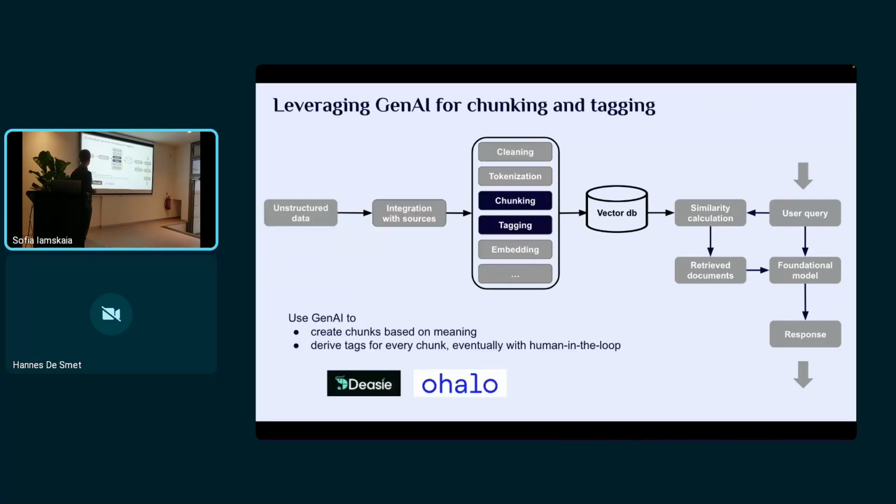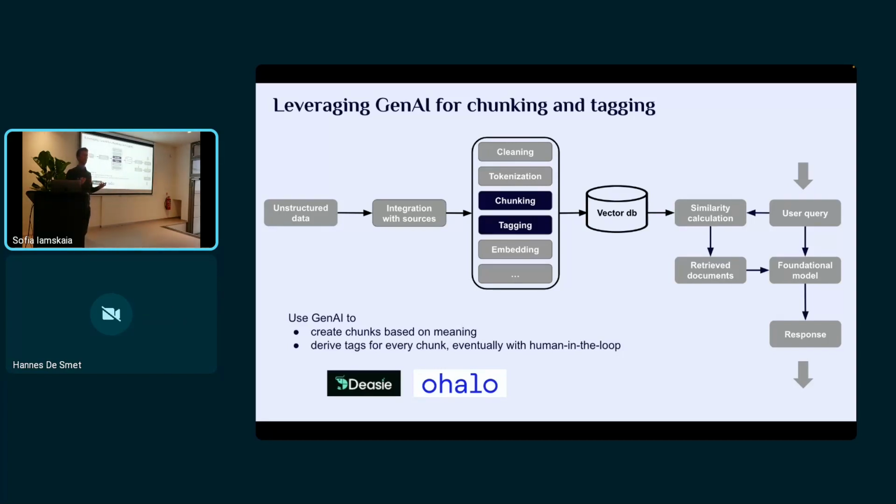So with chunking and tagging, chunking is really taking the documents, cutting them in pieces of coherent meaningfulness. And then for every chunk of information, we can derive the metadata, because we have seen with metadata, we can improve our GenAI application.